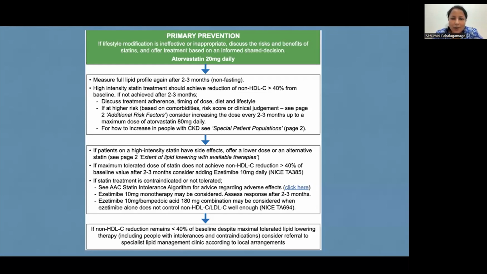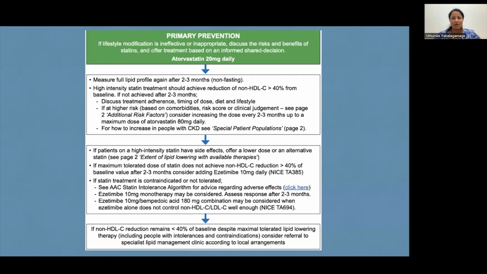So the target now, they have changed, and they say high intensity statin treatment should achieve a reduction of non-HDL cholesterol of more than 40% from baseline. Not a specific value, but more than 40% reduction. If this is not achieved after 2 to 3 months, discuss treatment adherence, timing of dose, lifestyle, check whether the patient is at a higher risk than where we have put the patient in, and consider increasing the dose every 2 to 3 months up to a maximum dose of atorvastatin 80.